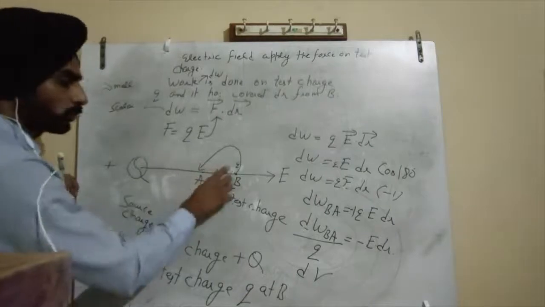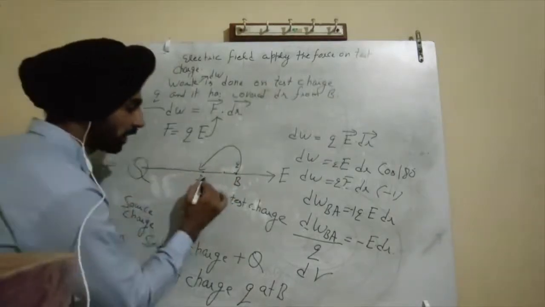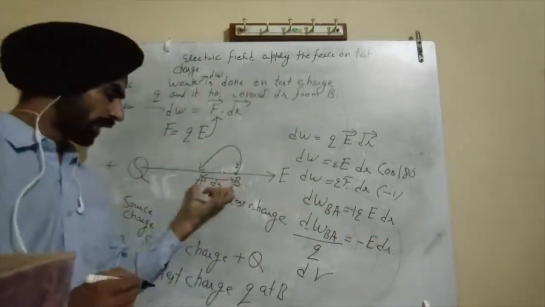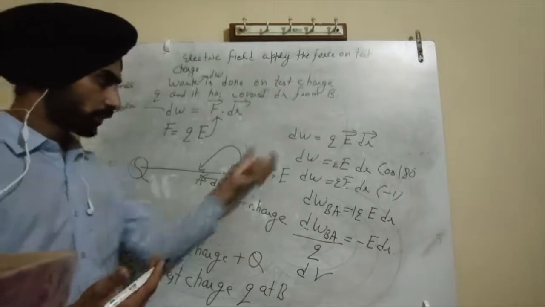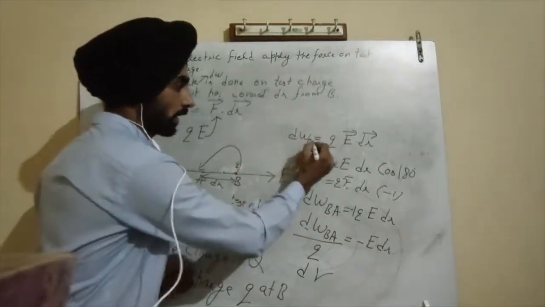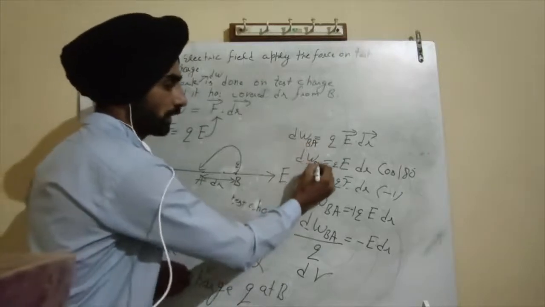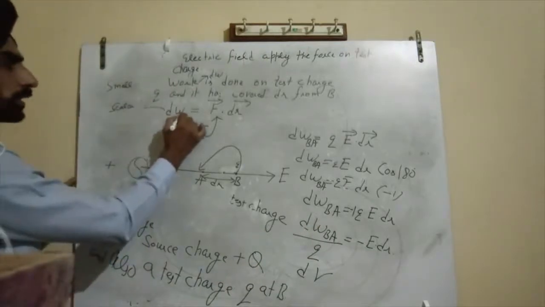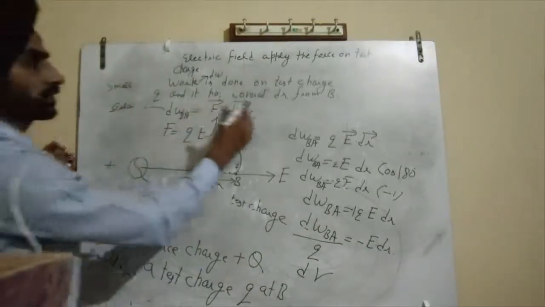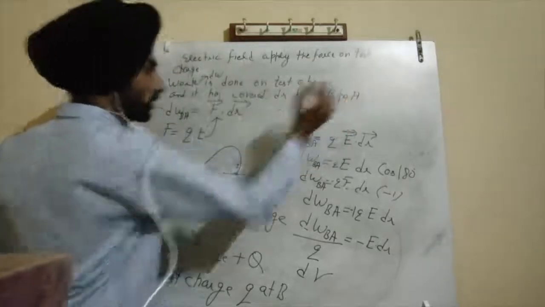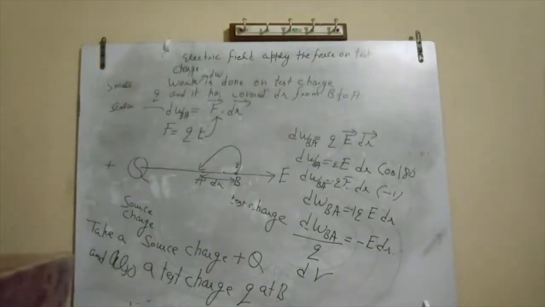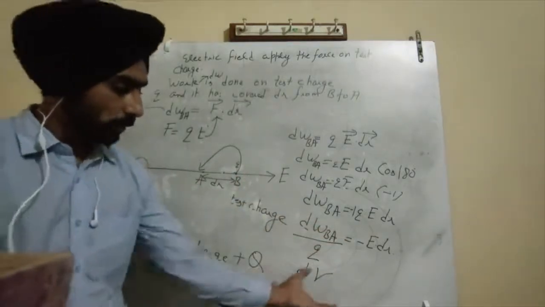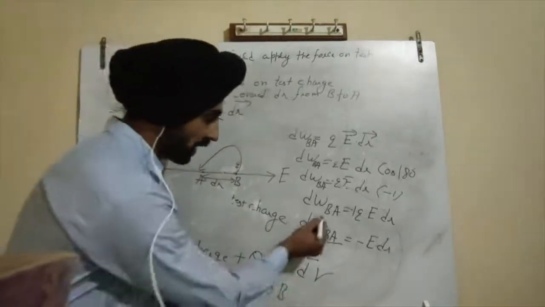Suppose A and B are dr distance away from each other. So work done in order to carry the test charge from B to A, covering distance dr. Work done in order to carry a unit charge from point B to A, that is the small potential dV. This is the definition of a potential.